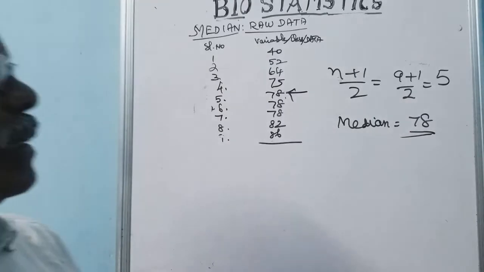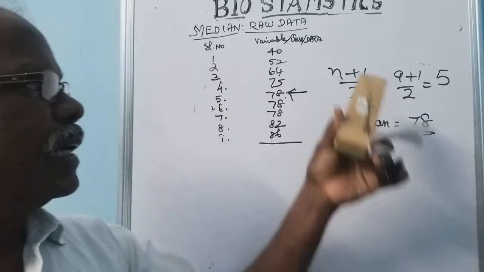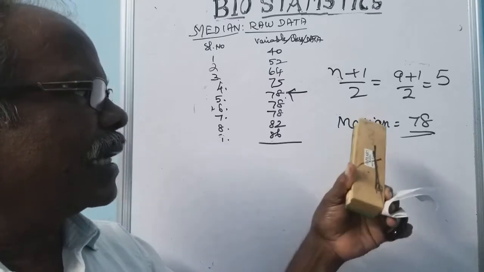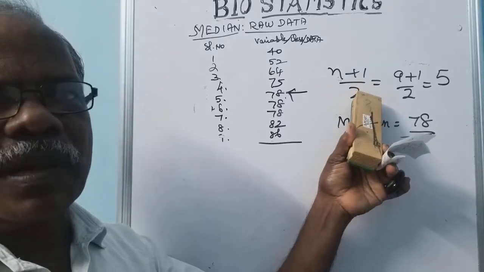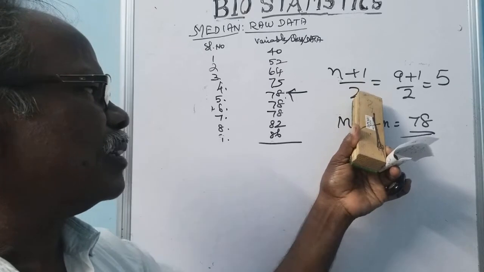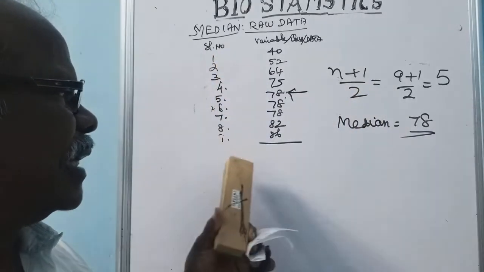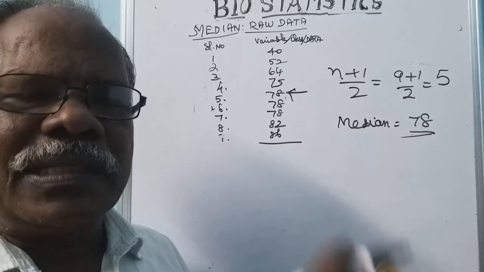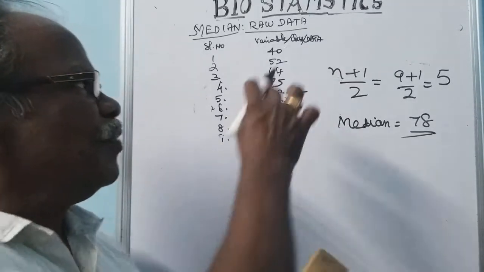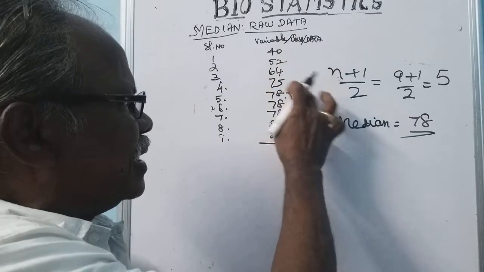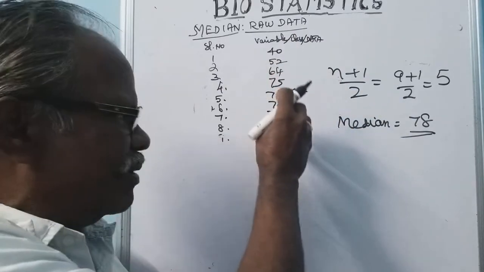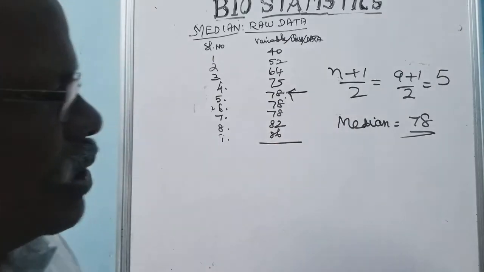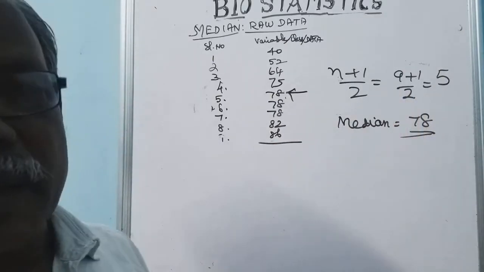So like that we have to find out the median. Median means the center, and the formula which we are using is n plus 1 by 2. The number represents the serial number. It is not the frequency, it is simply a number. One fish weighs 40, 52, 64, like that. Each and every one is separate. That's why this is called raw data.